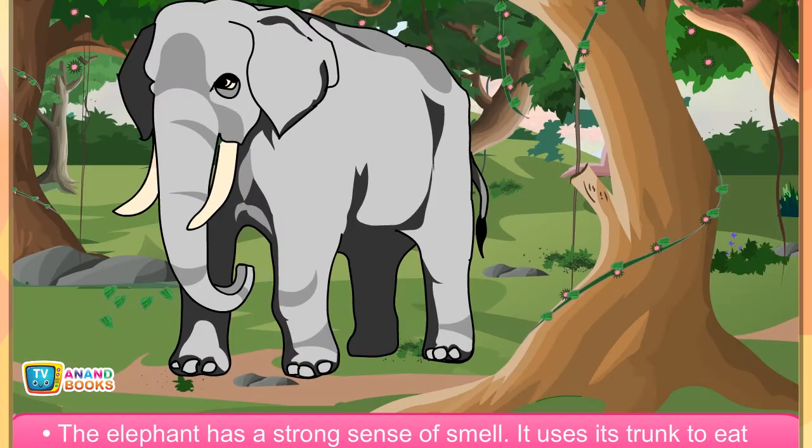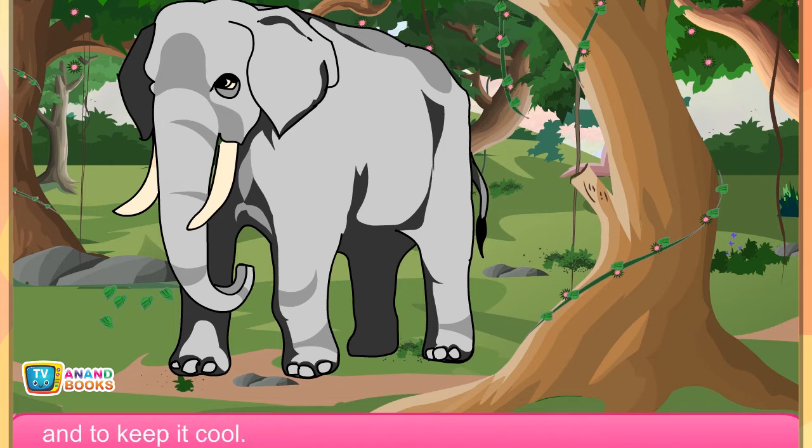The elephant has a strong sense of smell. It uses its trunk to eat fruits and leaves. It uses its large ears to hear even soft sounds and to keep it cool.